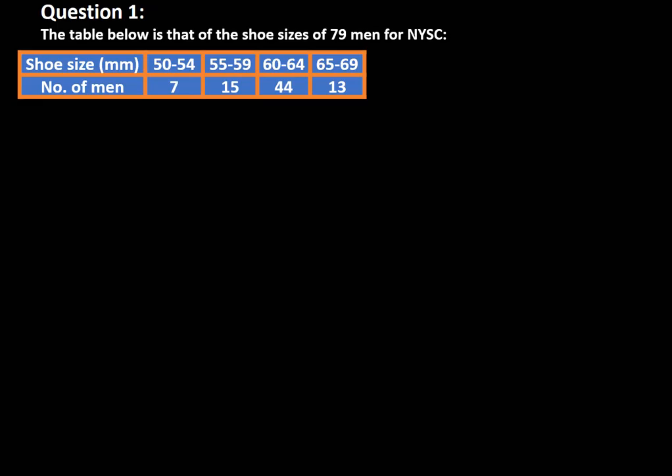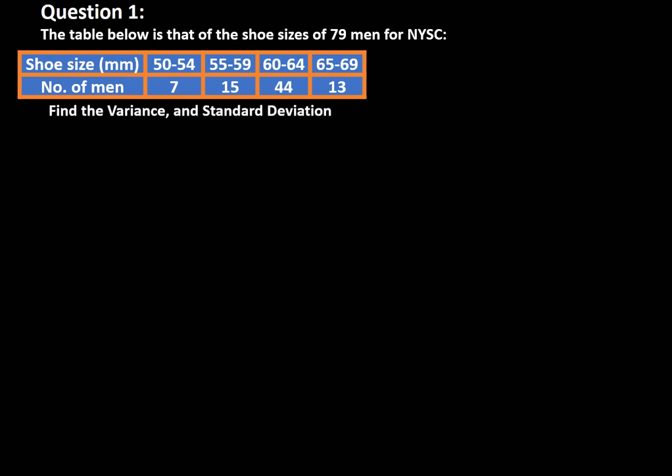So the table below is that of shoe sizes of 79 men for NYSC. We don't know where the NYSC is, it's just the data that's been extracted. The shoe sizes are grouped into class intervals: 50 to 54, 55 to 59, 60 to 64, 65 to 69. Those are the groups, and these are their individual frequencies: 7, 15, 44, and 13. The question asks us to find the variance and standard deviation.